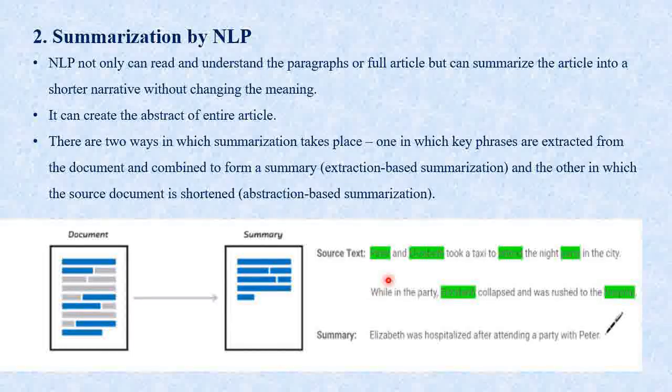जो दोनों ही source text और summary का जो meaning है वो same है. Okay. So NLP not only can read and understand the paragraphs or full article, but can summarize the article into a shorter narrative without changing the meaning. That means it can create the abstract of the entire article.